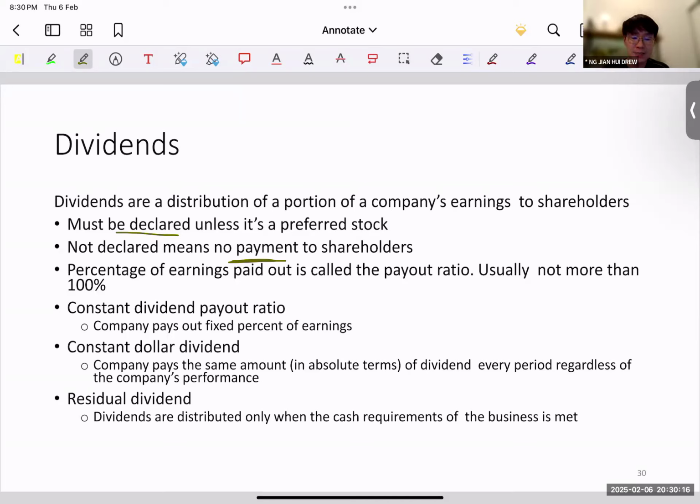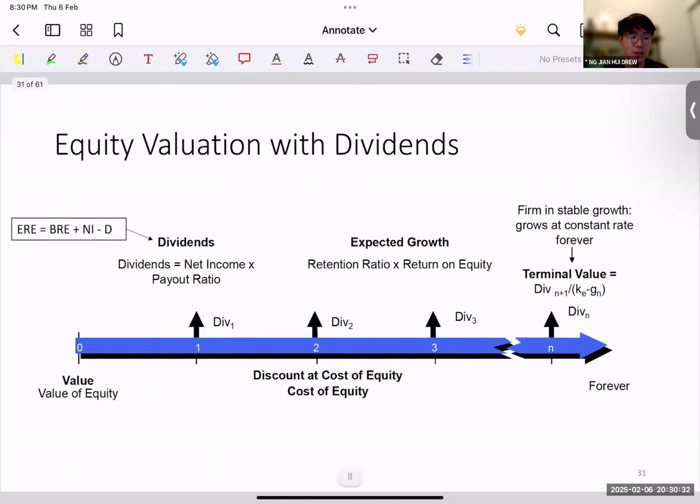In terms of how much dividend is being paid out, this is just some information for yourself. You can just look at it. It can be a constant amount, a constant dollar, or it can be anything that's being left back. What's the residual amount for the dividends? This is just some information, so I'll not go into too much detail.